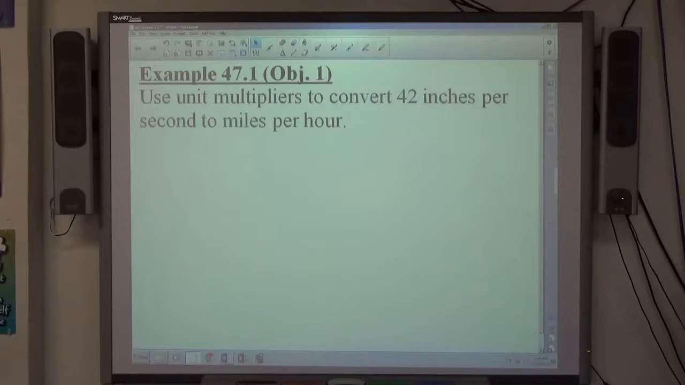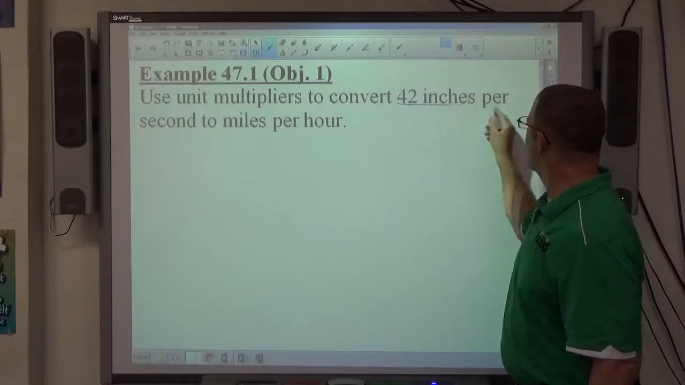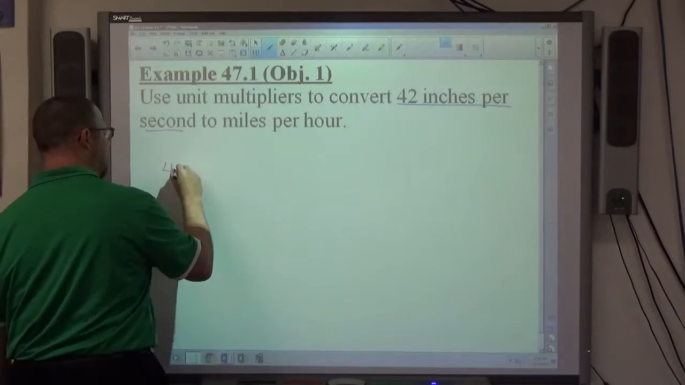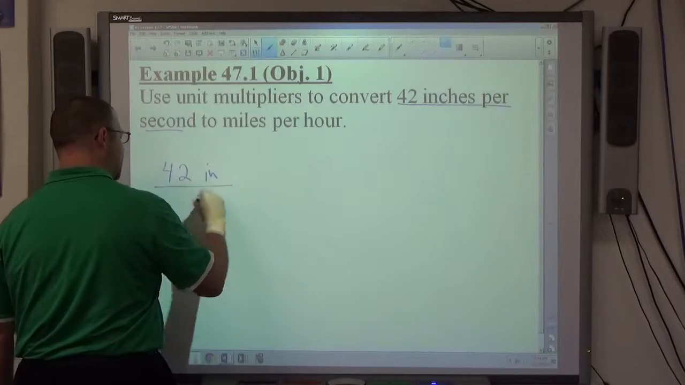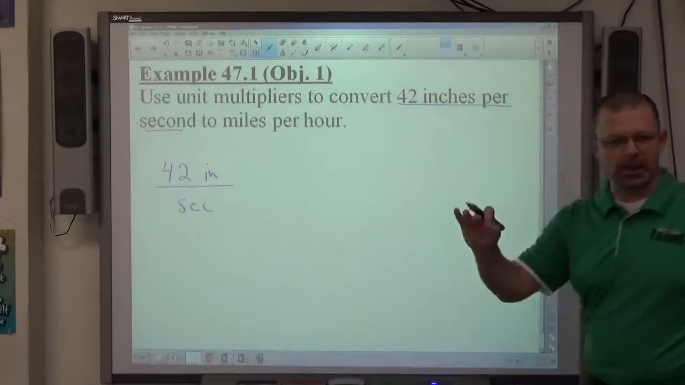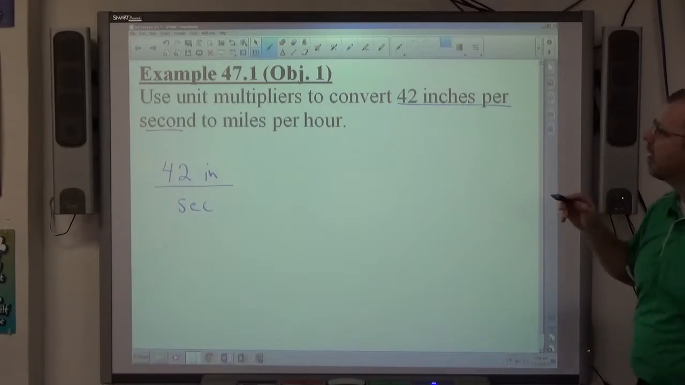Use unit multipliers to convert 42 inches per second to miles per hour. So 42 inches per second is what we're trying to convert. I'm going to start off by writing out exactly what that is in a fraction. When we see the word per, we put the thing after per on the bottom. So inches on top, per second on bottom. That positions my units in specific locations in the fraction, top or bottom.